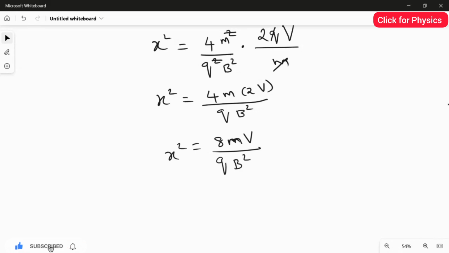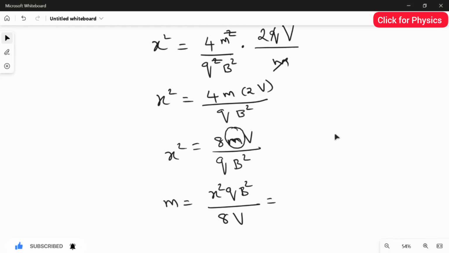On the left hand side we have x squared, but our aim is to find the mass. So I have to rearrange this equation in terms of mass. Therefore mass is equal to, I have to move the terms, x squared multiplied by q multiplied by B squared, because all these terms will come to the left hand side of the numerator. And what is remaining here is 8v. Now we have the value of the charge, the value of the magnetic field, the value of x, and also the value of the potential difference.